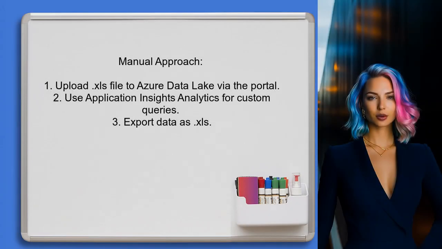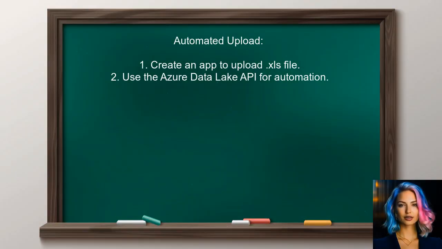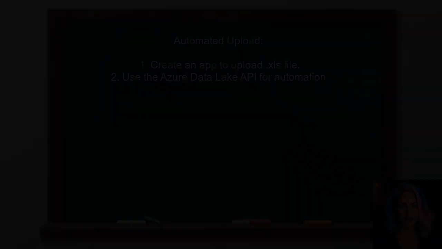For a manual approach, you can upload exported Application Insights data in .xls format directly to Azure Data Lake using the portal. If you want more control over the data, consider using Application Insights Analytics to create a query and export it as an XLS file. Lastly, if you prefer automation, you can create a small application to upload the XLS file to Azure Data Lake using the API, eliminating the need for manual uploads.